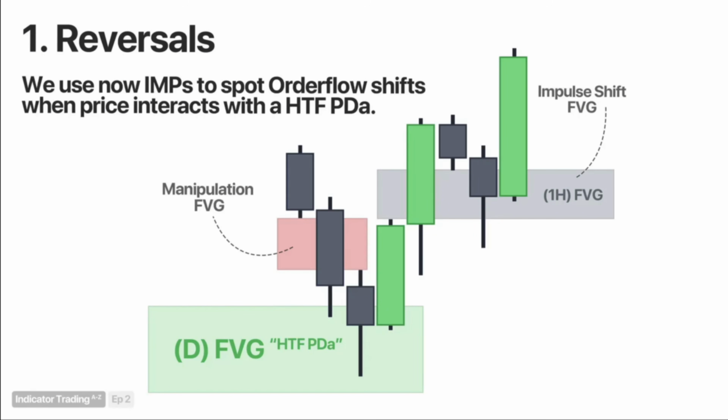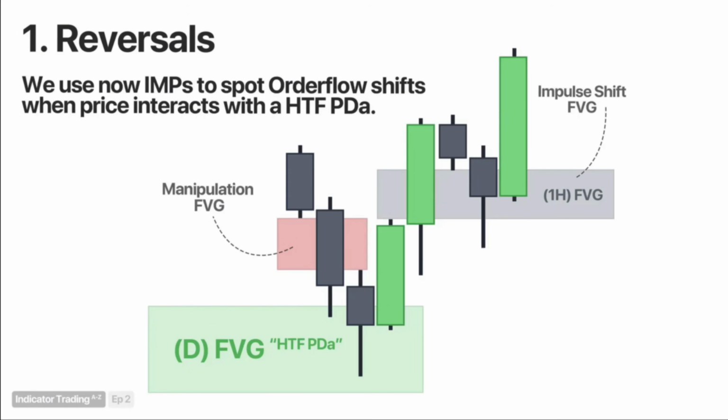Now, I know what some of you might be thinking right here. What about market structure shifts? Don't we need to see that with displacement in order to confirm a reversal? I'm here to tell you that no, you really don't need that. The fair value gap, the impulse shift, is more than enough, because the fair value gap will tell you more about the story of price, about where it wants to go, more than a market structure shift ever will.